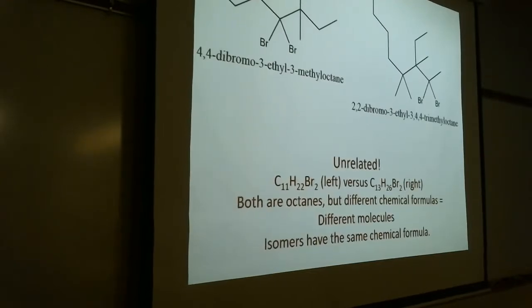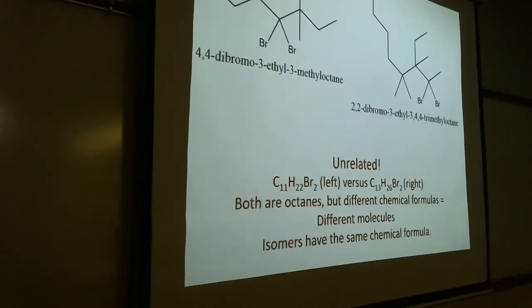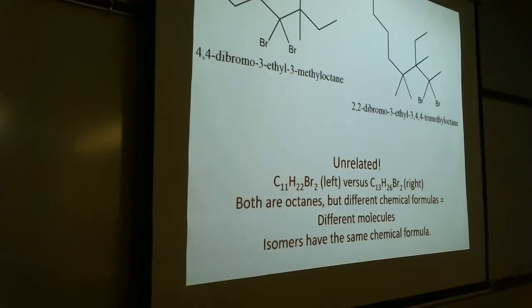No relation, right? They can't be related. One's an 11 carbon chain, one's a 13 carbon chain. No relation, right? You can't go by the name, because by the name they're both octanes, and you're like, aha, they must be structural isomers. But when you count your carbons, one has 11, one has 13, no relation.